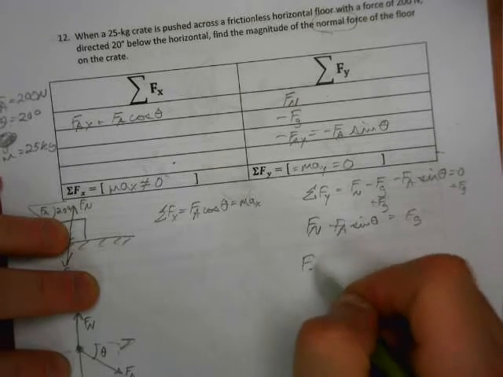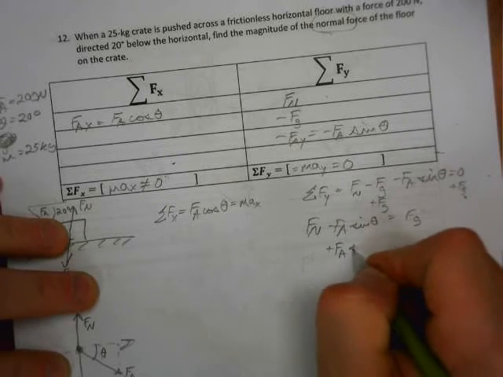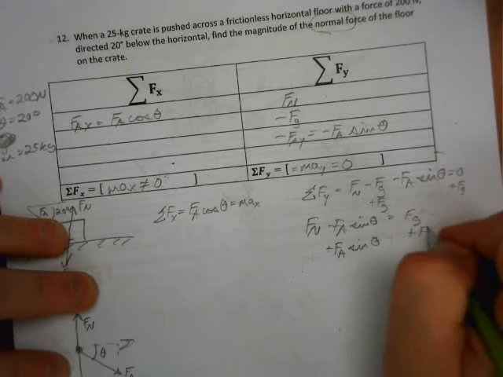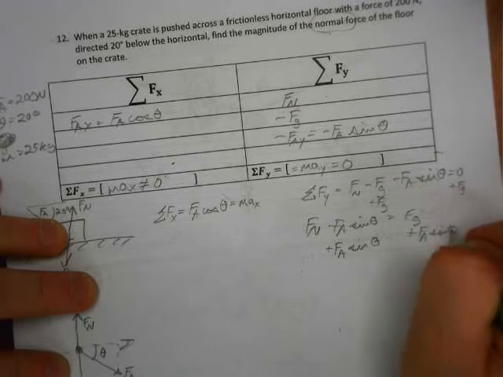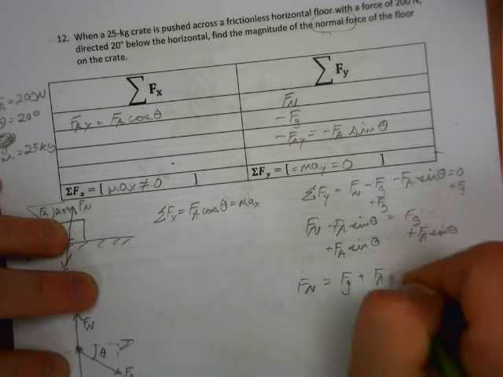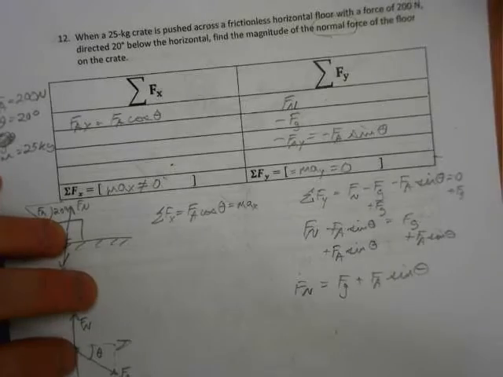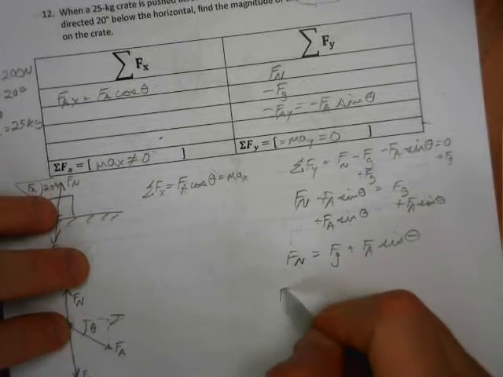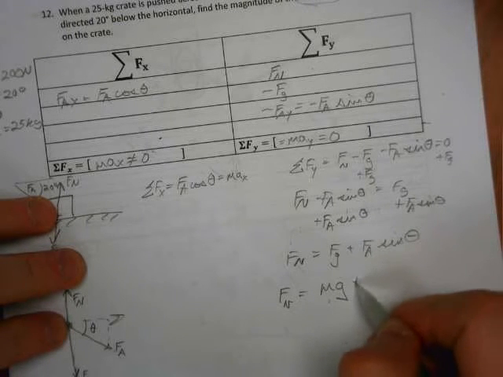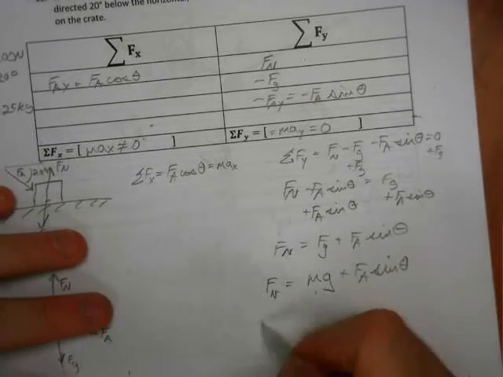Now if I add Fa sine of theta to each side. Okay? I can break down Fg a little more because we are not given the weight, we are given the mass. So the normal force equals mg plus Fa sine of theta. And now you can just plug in.